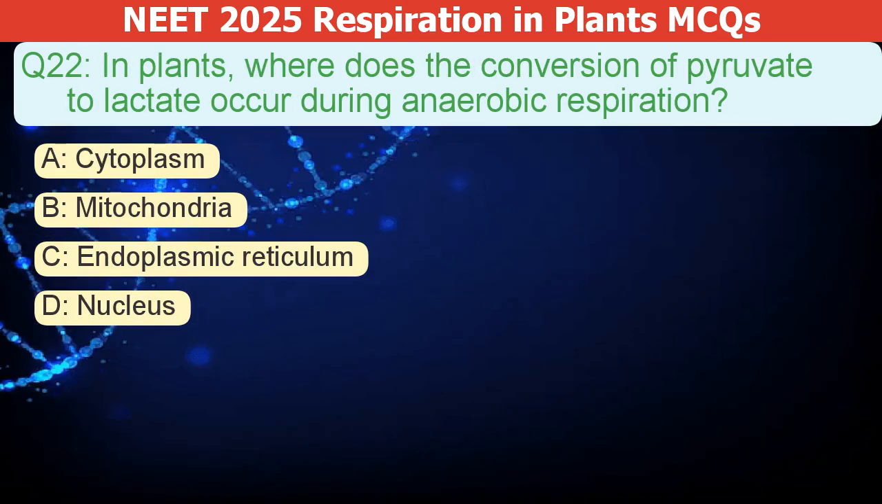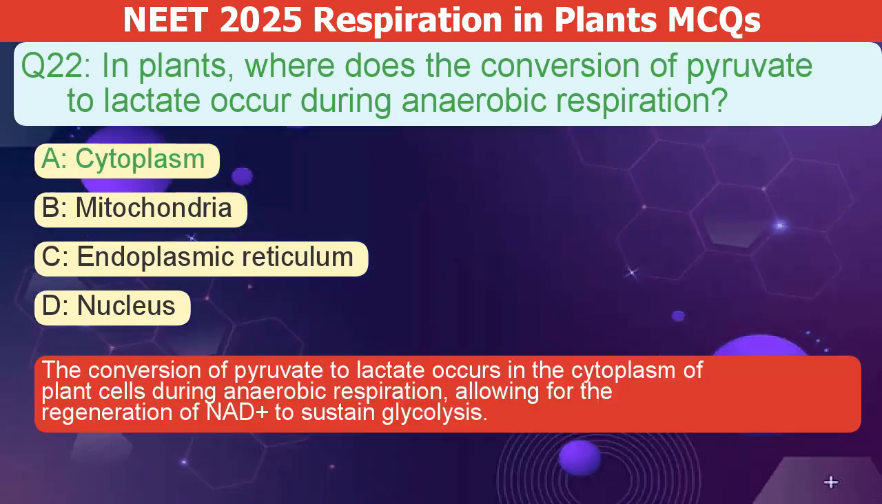In plants, during anaerobic respiration, where is pyruvate converted to lactate? A. Cytoplasm. B. Mitochondria. C. Endoplasmic reticulum. D. Nucleus. The correct answer is A. The conversion of pyruvate to lactate happens in the cytoplasm of plant cells during anaerobic respiration, allowing the regeneration of NAD+ to keep glycolysis going.